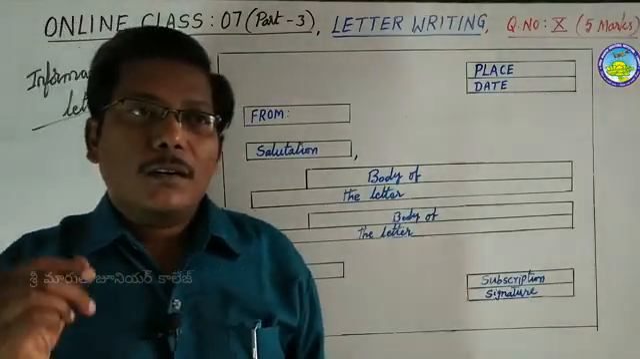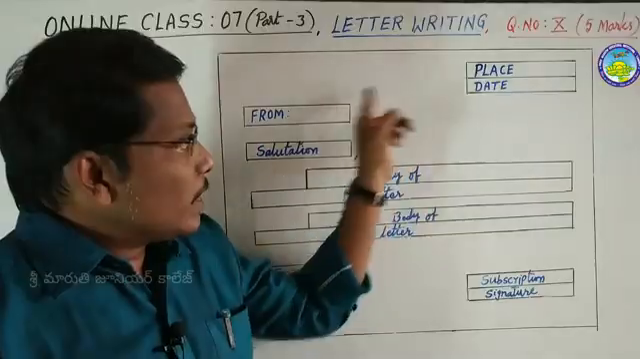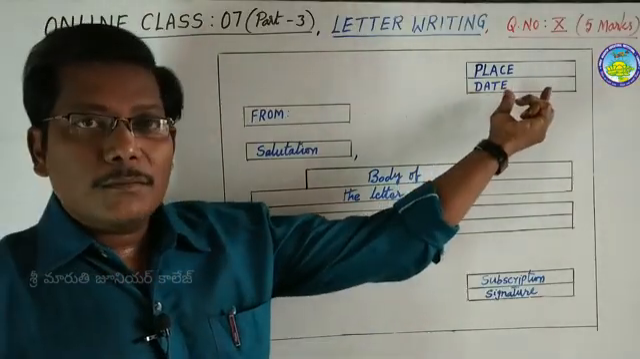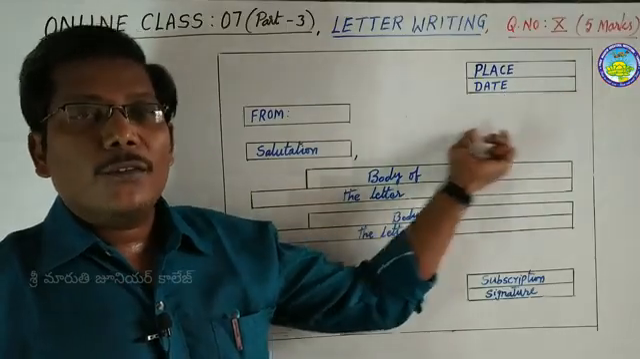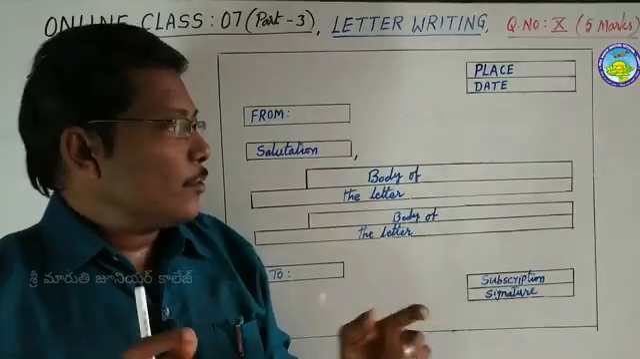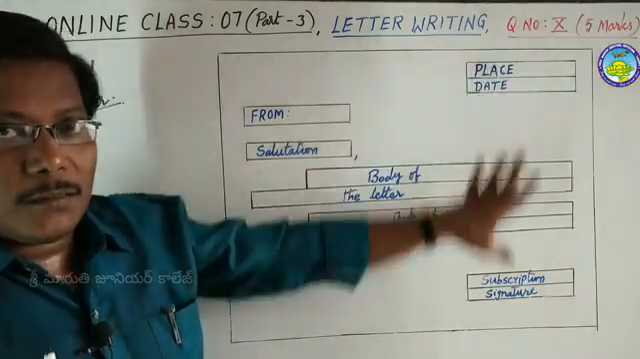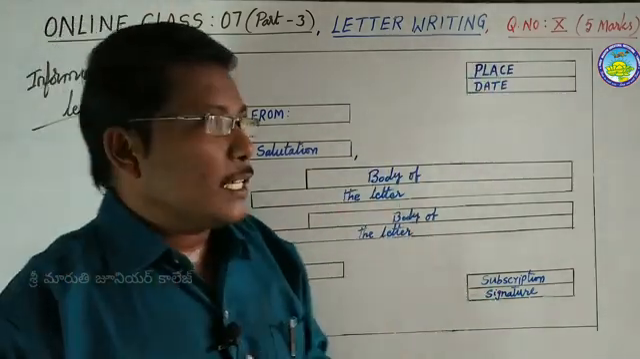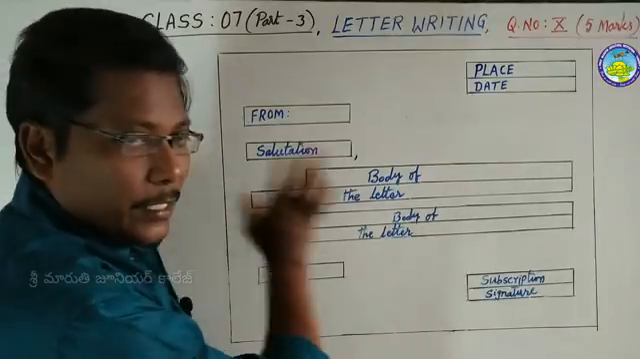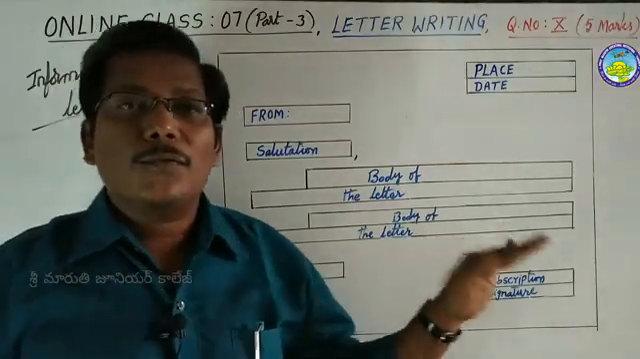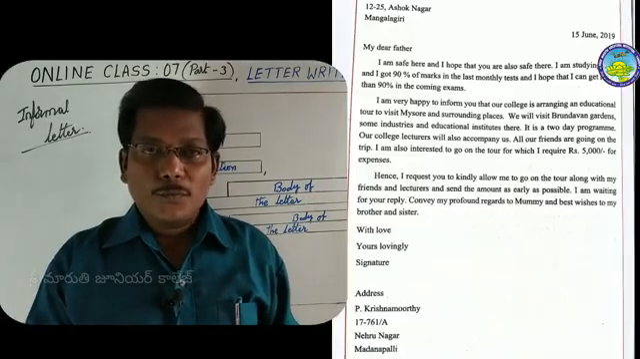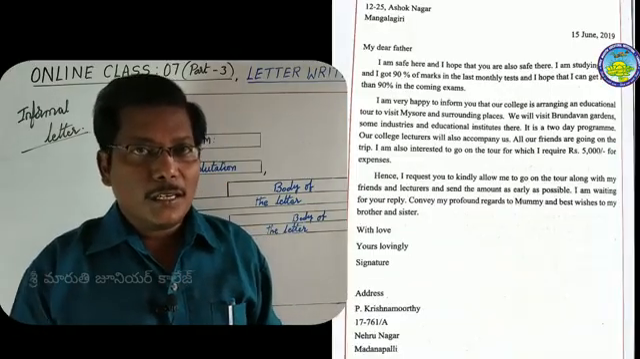And in our board examinations, this presentation is very important. Where you are writing the place, where you are writing the date, where you are writing the salutation, they observe this while evaluating your paper. So you need to remember this format. If you write an informal letter, it should look like this. Okay, understand? So this is the way of writing an informal letter. Okay, now let's see one model informal letter which is given in our textbook.